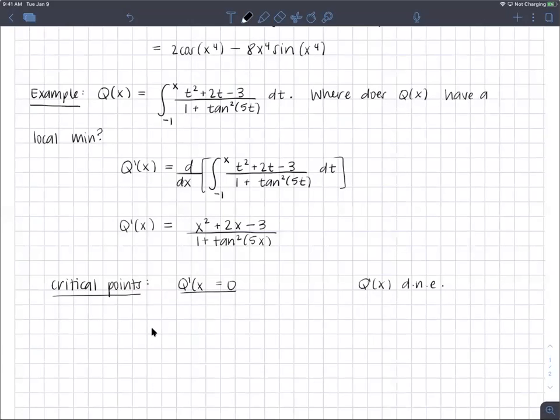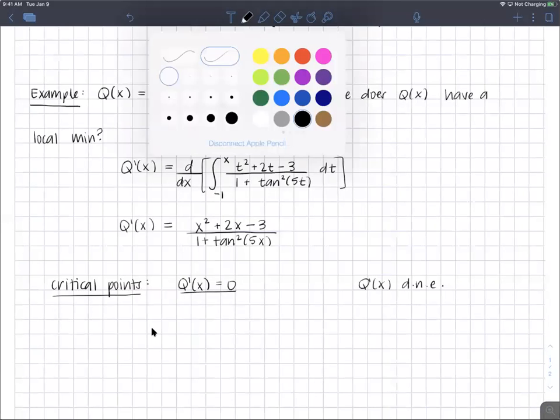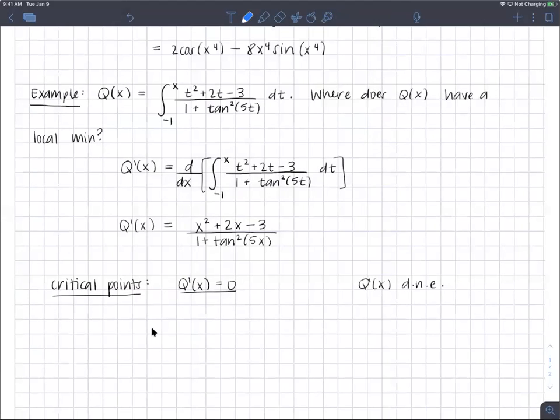So one thing I want to point out is looking at, so we'll do the does not exist first. What do I normally have to do to figure out when a rational function doesn't exist? What do I do to it? Yeah, you set the denominator equal to 0. And so you're going to have 1 plus tangent squared of 5x equals 0. Can this ever happen? Look at what I'm dealing with here, right?